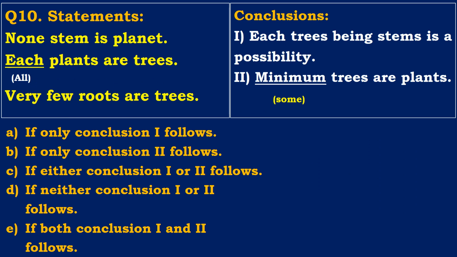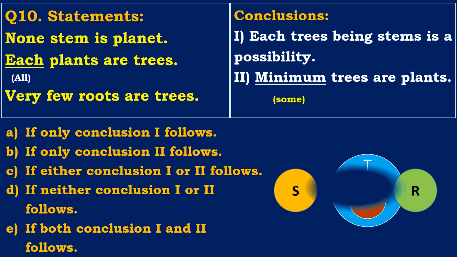Challenge 10. No stem is plant. Each plant is a tree. Very few roots are trees. Conclusions: Each tree being a stem is a possibility. Minimum trees are plants. Conclusion 1 is wrong because there is no relation between trees and stems. According to the Venn diagram, conclusion 2 is correct. As a result, only conclusion 2 follows the statement. Hence, option B is the appropriate answer.